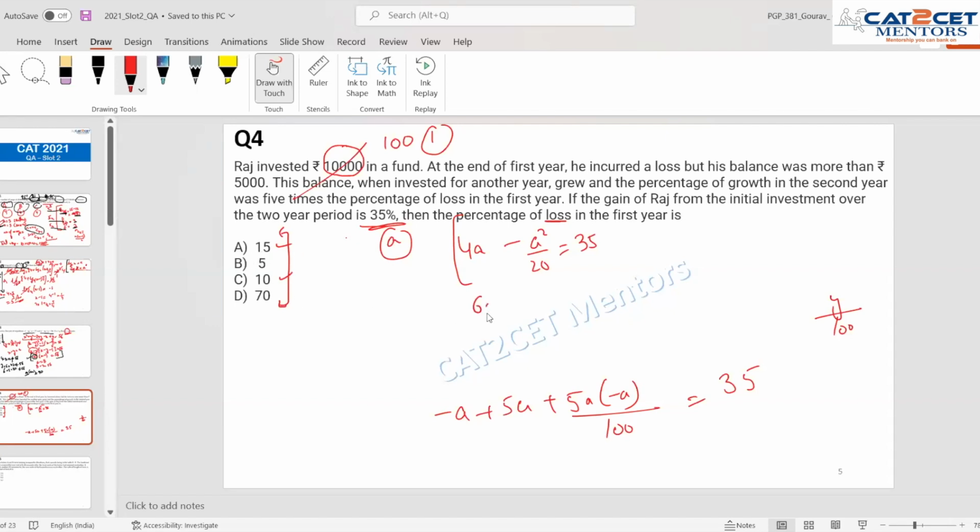It will be 60 minus 225 divided by 20. This should be equal to 35. But is it getting equal to 35? Let me check. This will be equal to 22.5, which gives 11.25. But 60 minus 11.25 will be something in the range of 48 to 49. But we need to find the value 35. So option A is wrong.